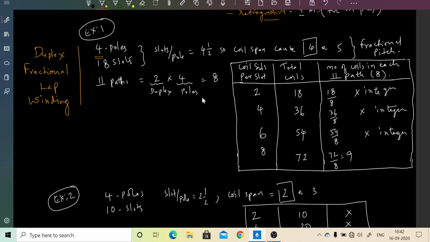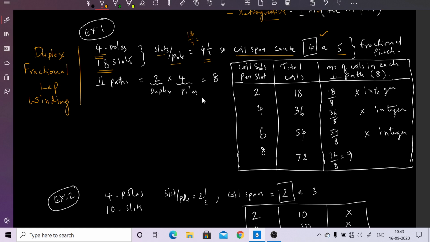we have 4 poles in the machine and 18 slots on the armature. So that means number of slots per pole is equal to 18 by 4, which is equal to 4 1 by 2, 4 1 by 2. So the coil span can be either 4 or 5. So if I choose 4, then it is a fractional pitch winding.